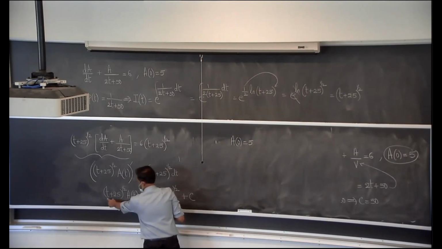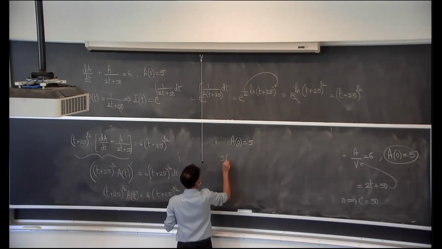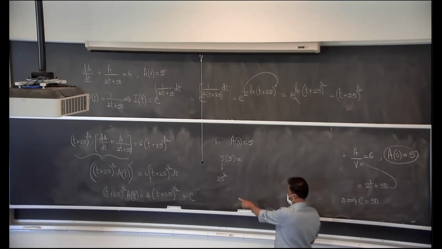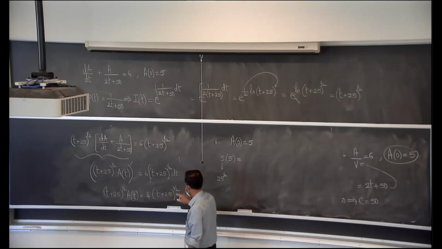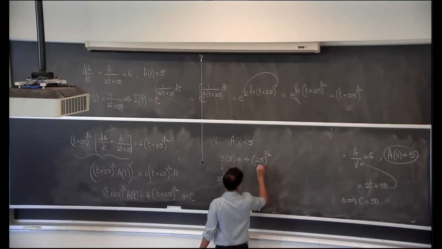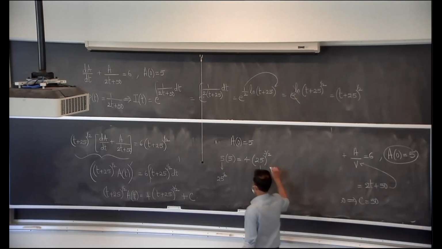So when you plug in t equal to 0, this is going to be 25 to the power of a half, which is 5. 5 times 5 is 25. This is 25 to the power of half times A of 0 is 5, equal to 4 times 25 to the 3 half, which actually is 125. So even if those functions look kind of complicated, it's not too bad because you have 25 to help us out. Plus C.